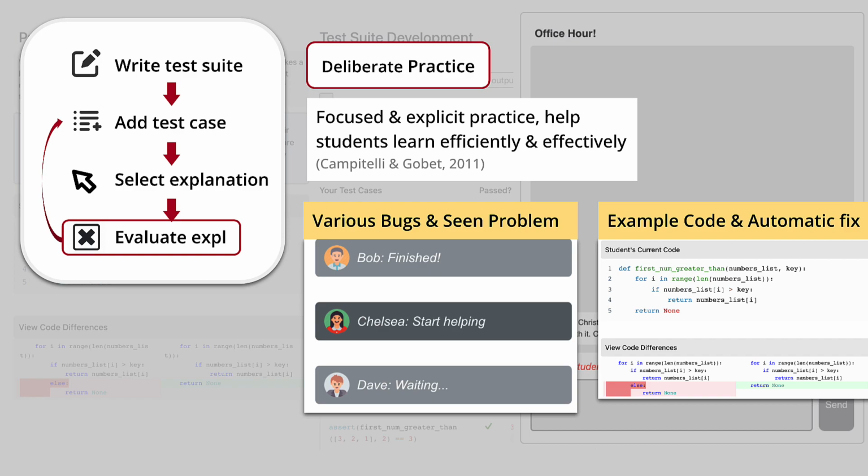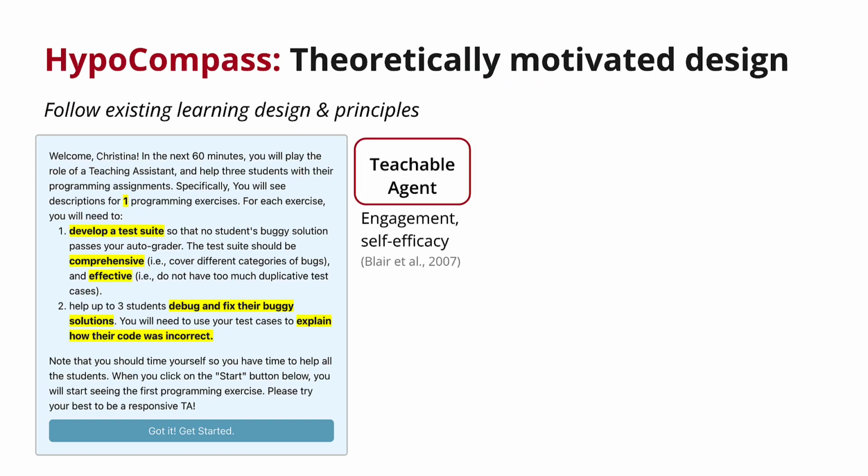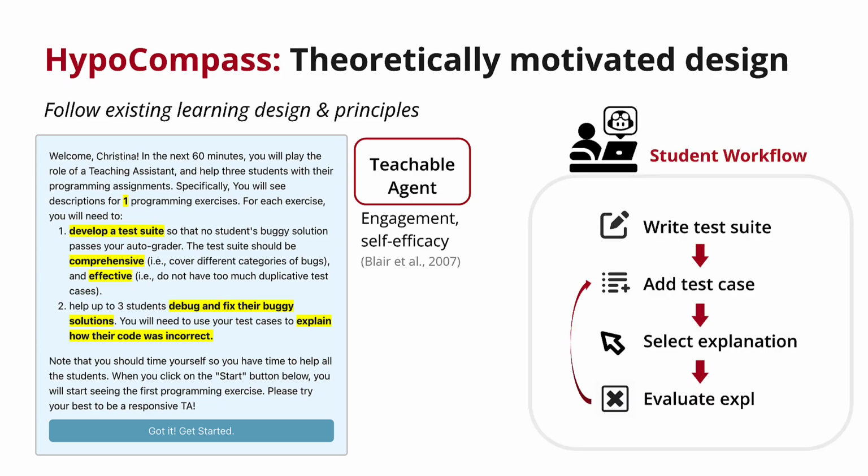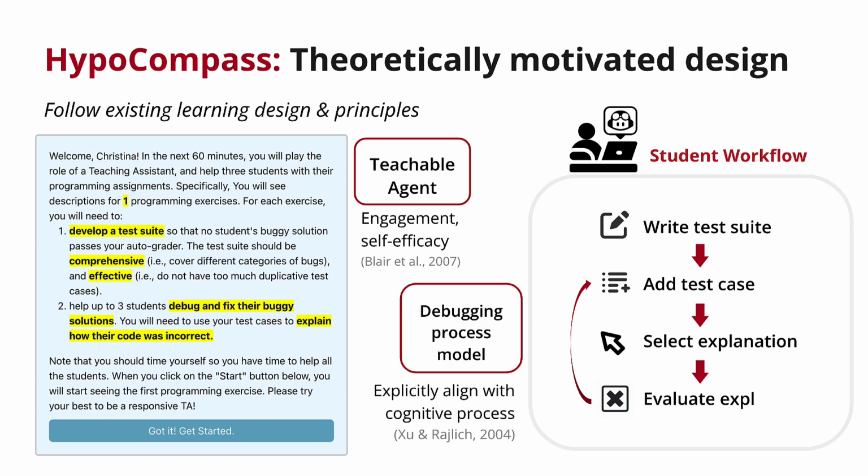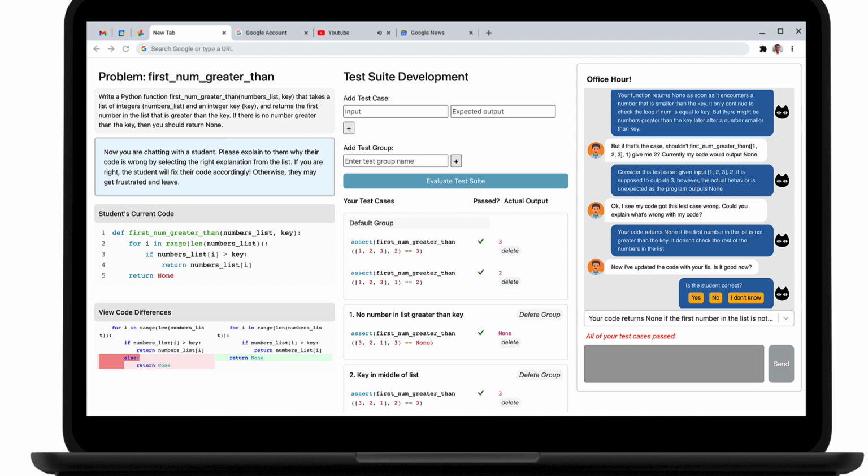Furthermore, this whole role-playing with simulated students setup is taking a teachable agent framing, which helps improve engagement and provide a self-efficacy buffer. For each buggy code, we have the student workflow explicitly following the debugging process model, and the steps are in alignment with our learning objectives and the task to do as well. So that's the basic system interaction design. For more details, please refer to our paper.